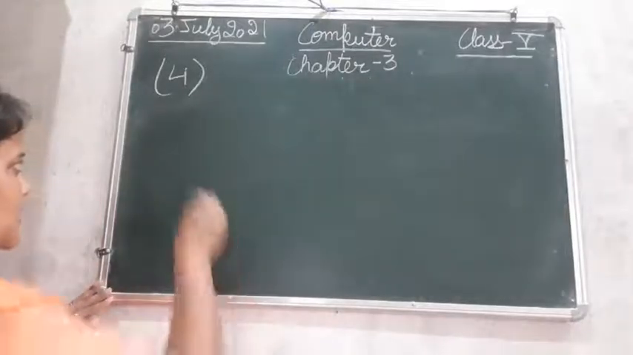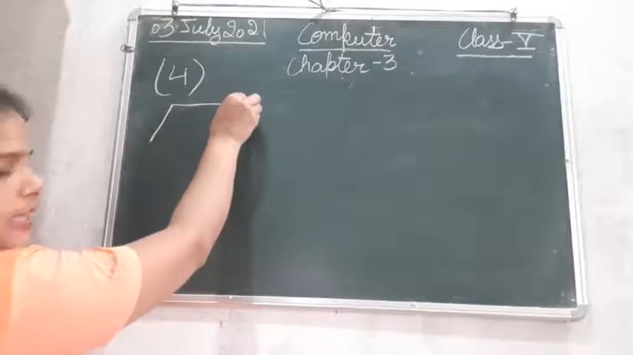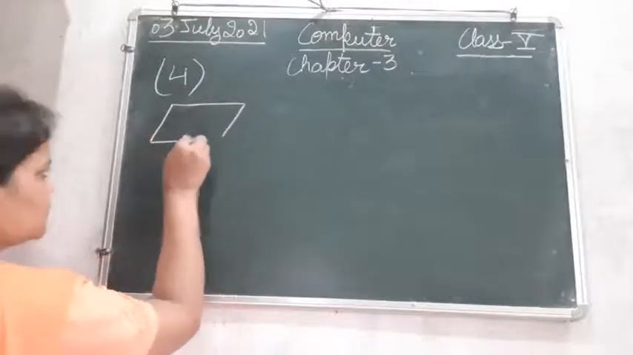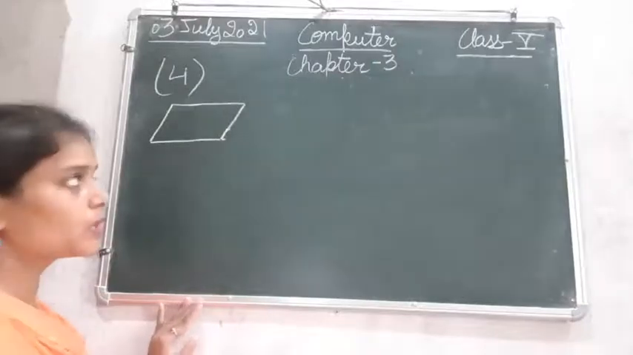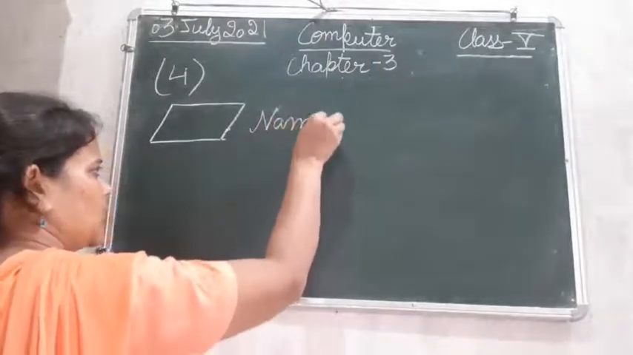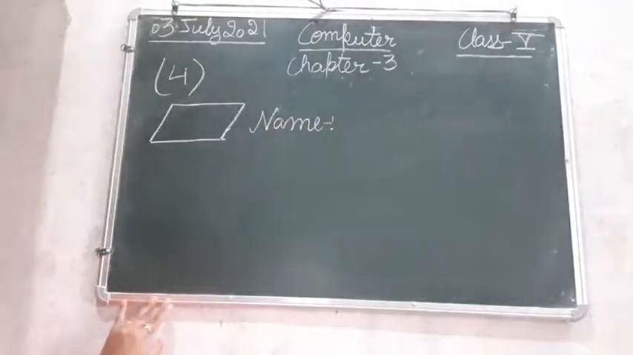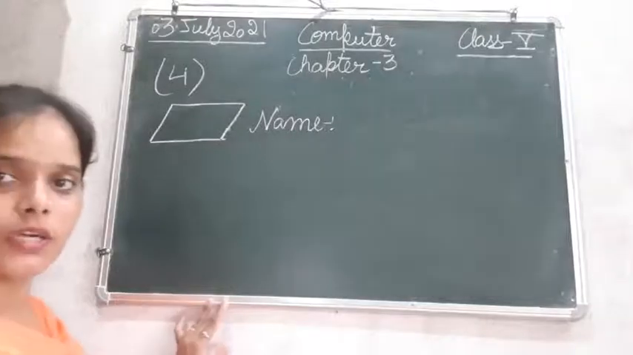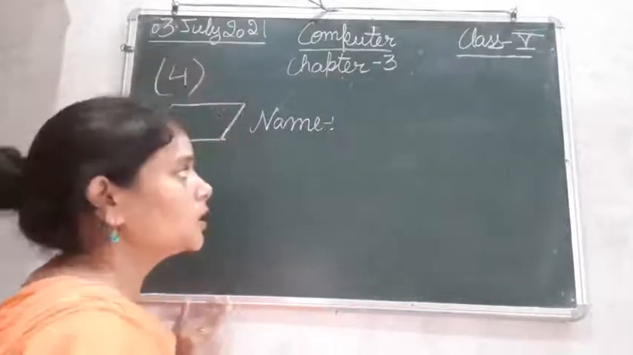The second symbol is like this. That's a parallelogram. Okay, so it is given like this. So what is the name of this symbol? So this is the input and output box. This is used as the input and output box.